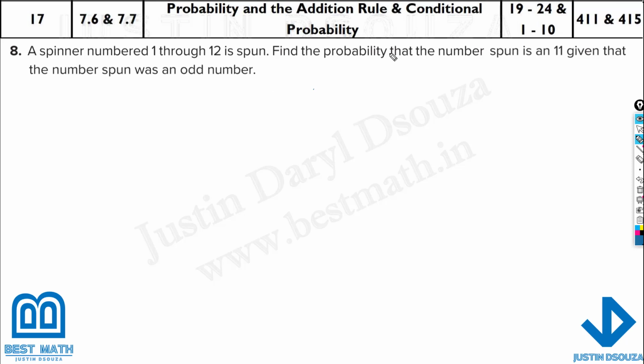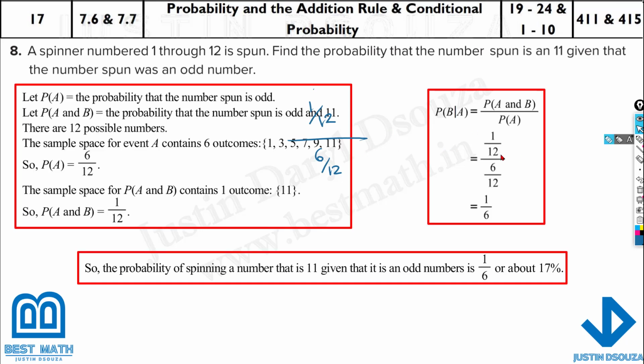A spinner numbered 1 through 12 is spun. So there are a total of 12. Find the probability that the number on the spinner is an 11, given that the number spun was an odd number. Out of this, the possibility of odd is 6 by 12, or 1 by 2. And out of odd, how do we get 11? There is only one possibility of getting 11. So 1 by 12 divided by 6 by 12. It's 1/6.